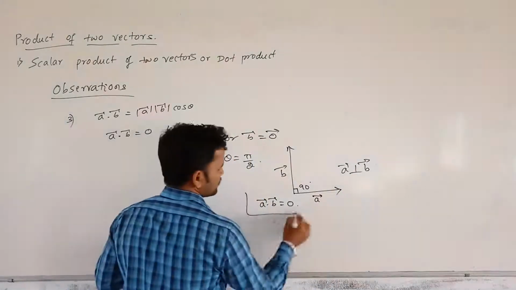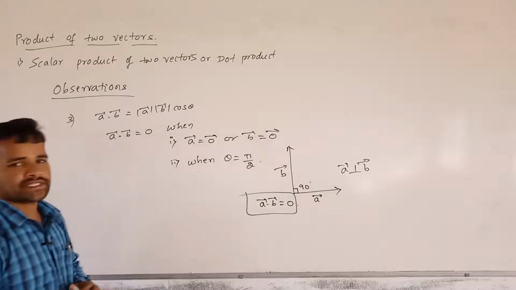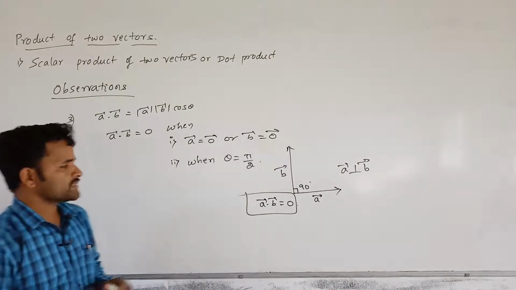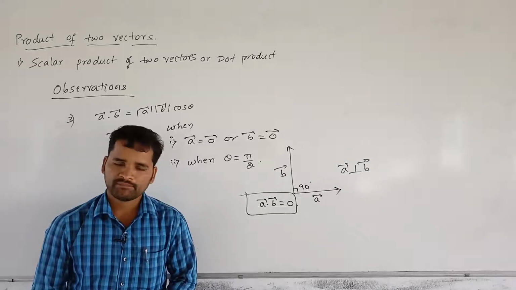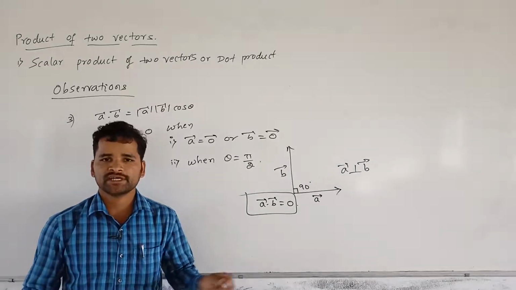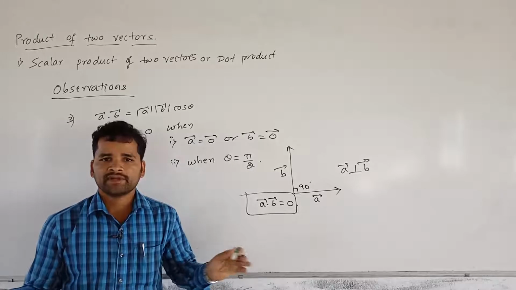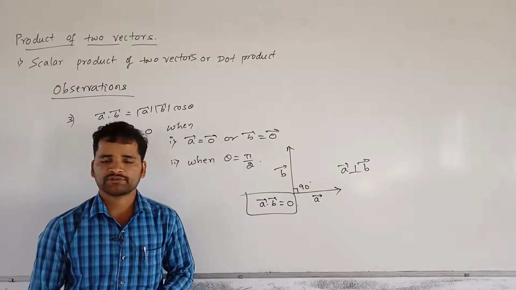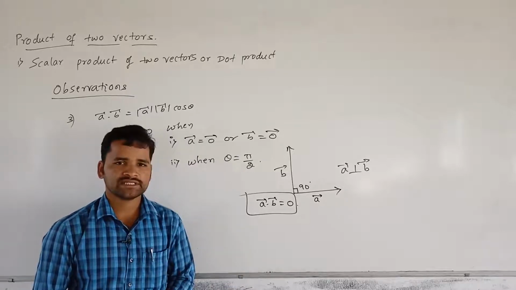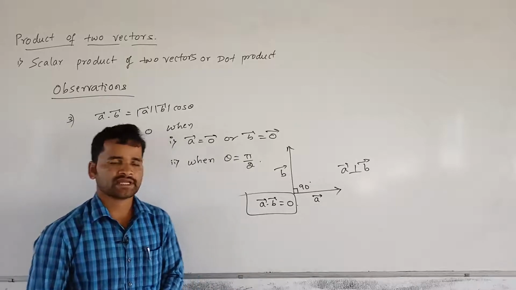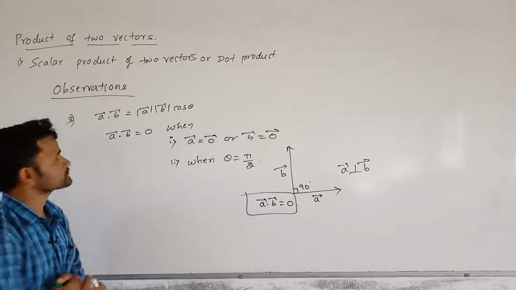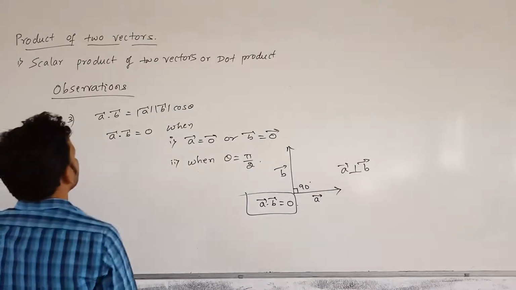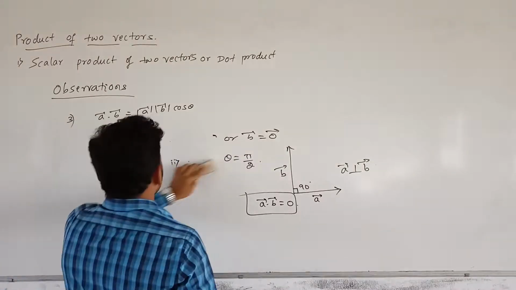This is one of the concepts to use to check whether the vectors are perpendicular to each other or not. A dot B is 0 means vectors are perpendicular to each other. If the question is like verify whether the given vectors are perpendicular to each other or not, just find out the dot product of those two. If the value is 0, then the vectors are perpendicular to each other. Next, suppose theta is equal to 0, what happens?